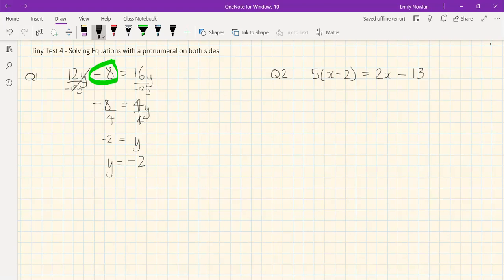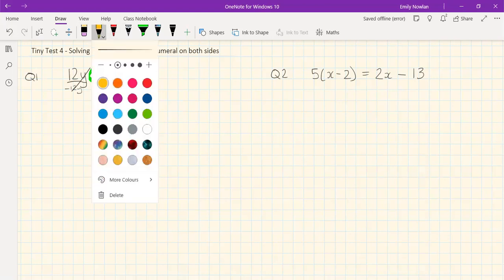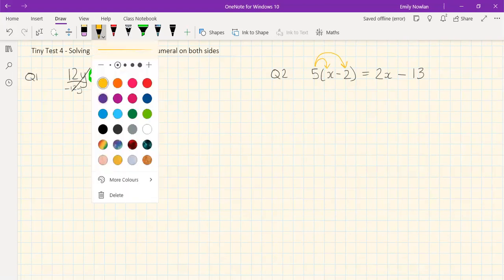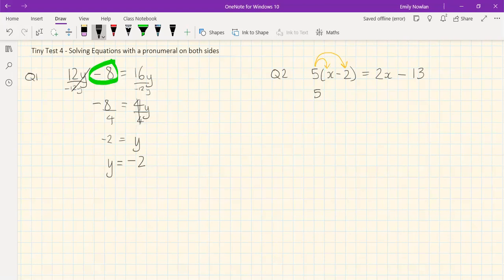Okay, next one over here. Now you can see we have some brackets. And the first thing you do when you see brackets is you think, I have to expand them out. And so you go through that process and expand the brackets. So 5 times x is 5x minus 10 is equal to 2x minus 13.